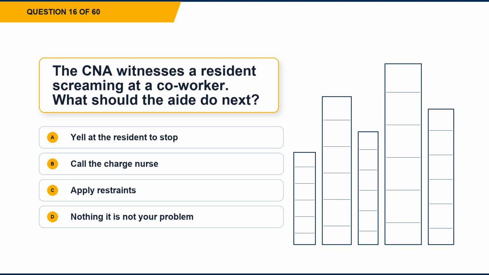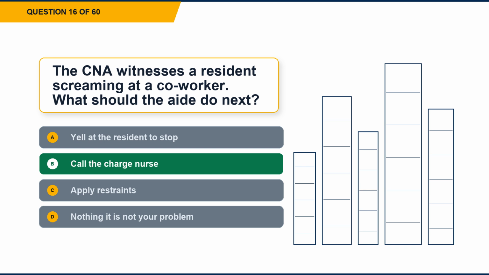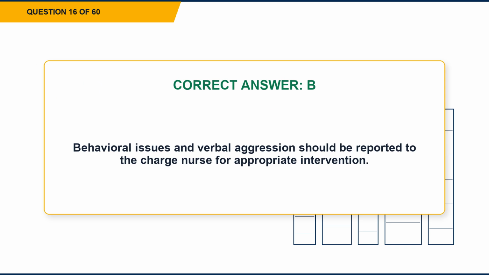Question 16. The CNA witnesses a resident screaming at a coworker. What should the aide do next? Option A, yell at the resident to stop. Option B, call the charge nurse. Option C, apply restraints. Option D, nothing, it is not your problem. The correct answer is option B, call the charge nurse. Explanation. Behavioral issues and verbal aggression should be reported to the charge nurse for appropriate intervention.